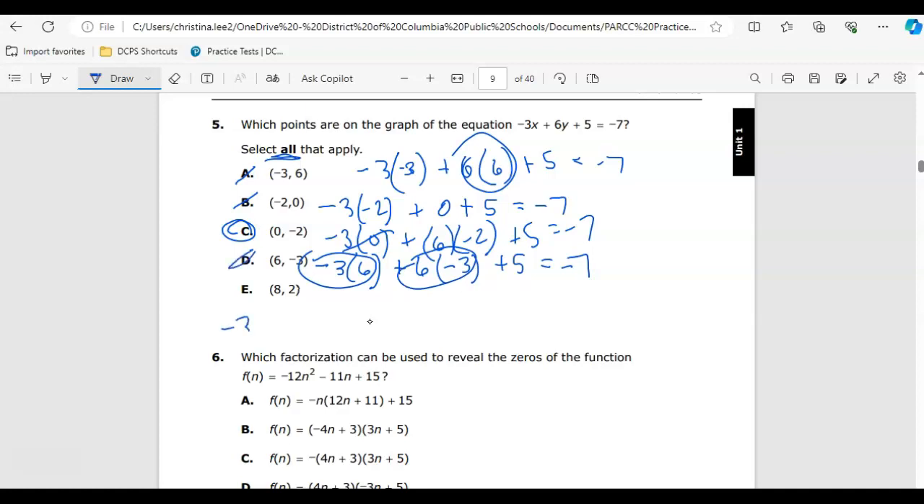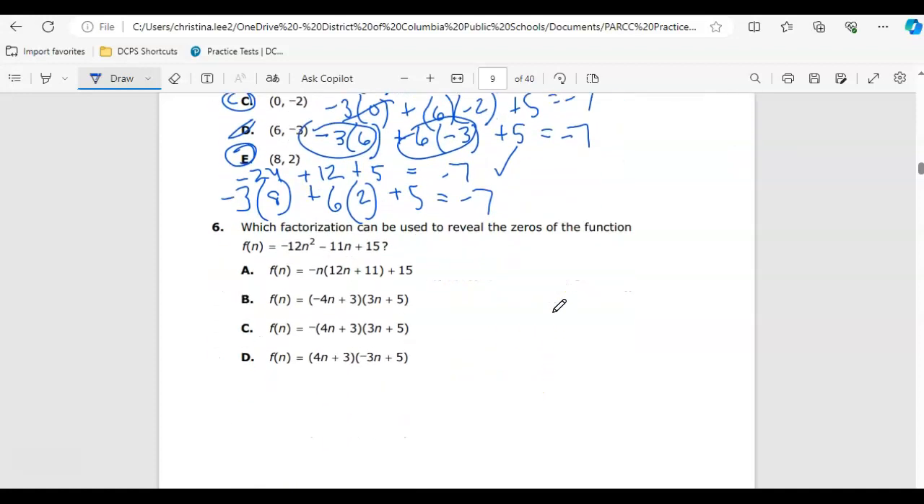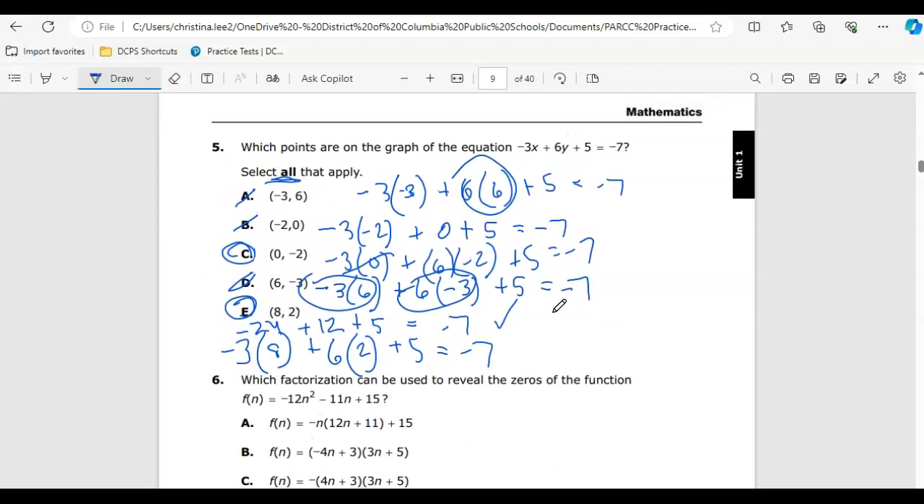And then negative 3 times 8 plus 6 times y is 2 plus 5 equals negative 7. It's going to be negative 24 plus 12 plus 5 is going to be negative 24 plus 17. That does in fact equal negative 7. So E is our other answer option. All right. Now again, remember this is a non-calculator section, so you would actually need to calculate these and check to see if they work or not.